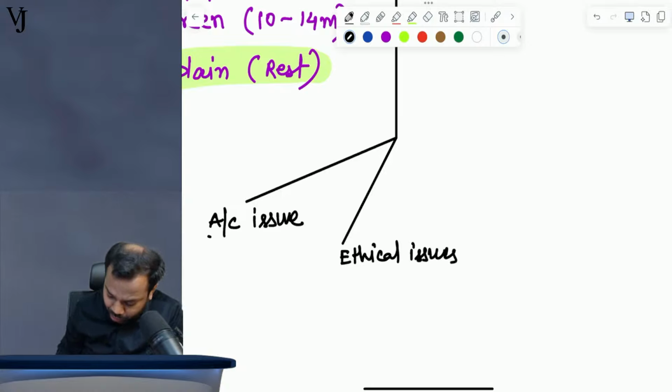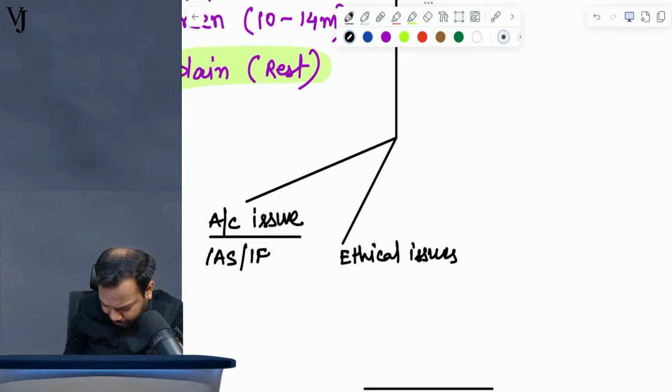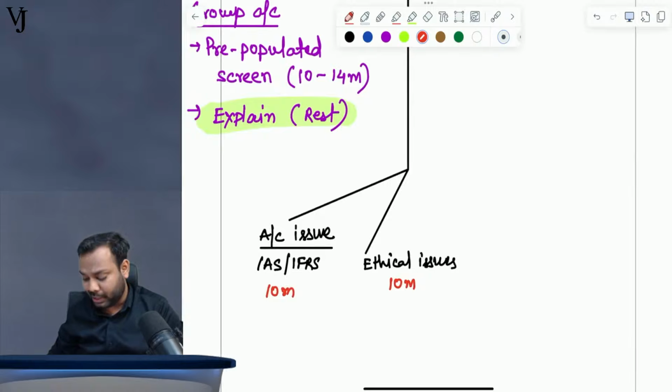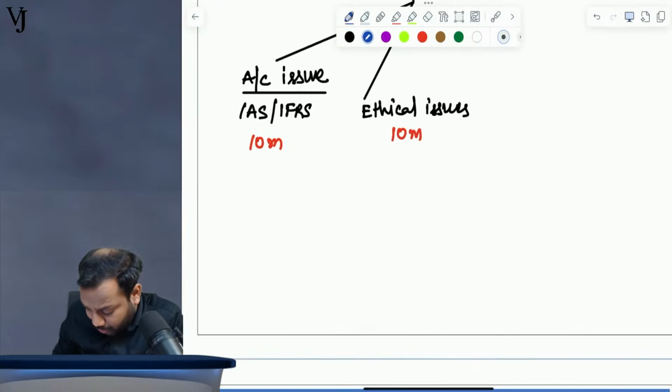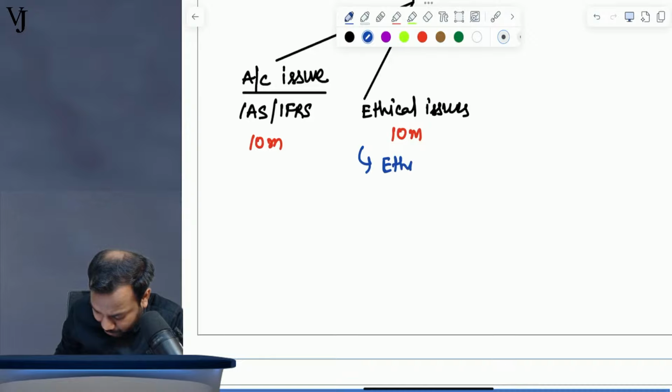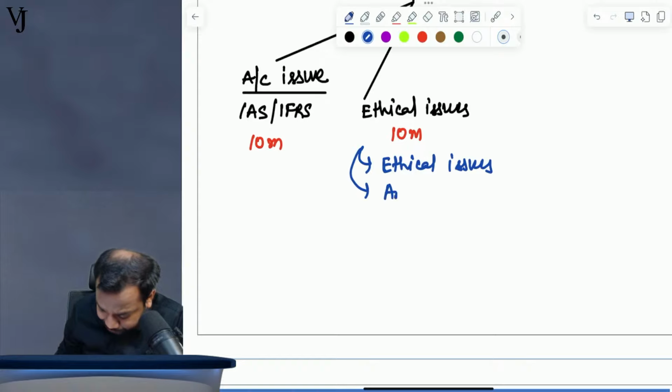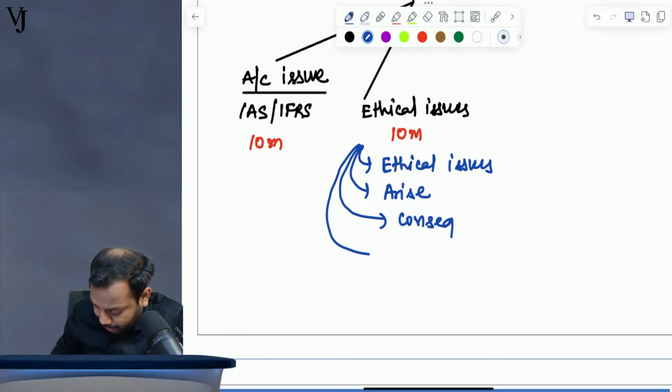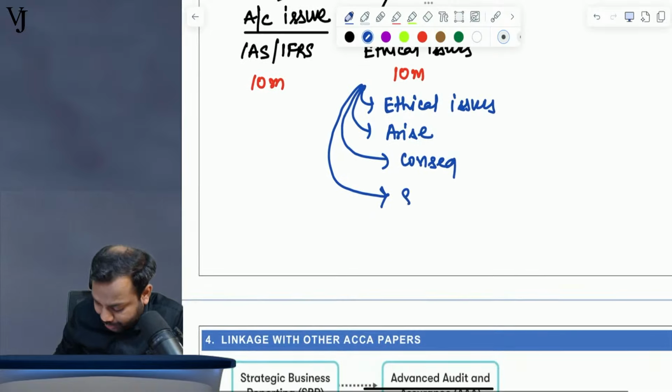Okay, so this accounting issue will be linked to IAS or IFRS. It will be in the range of 10 marks, and this ethical issue will be for 10 marks. In this ethical issue, you are required to identify what the ethical issues are, how it arises, what the consequence of it is, and further you are also required to write the safeguards if asked in the question.